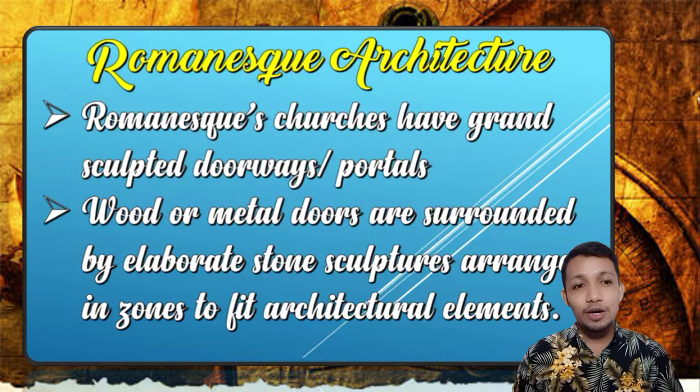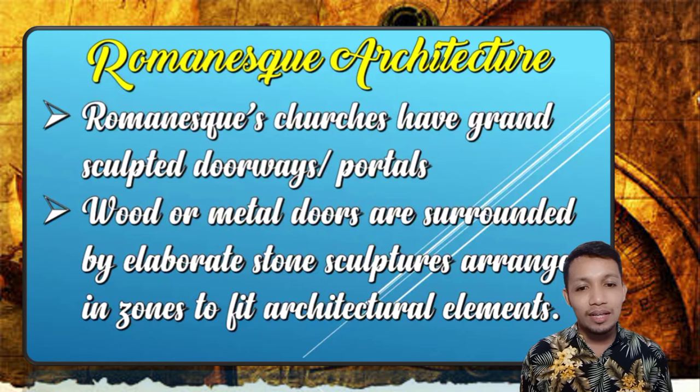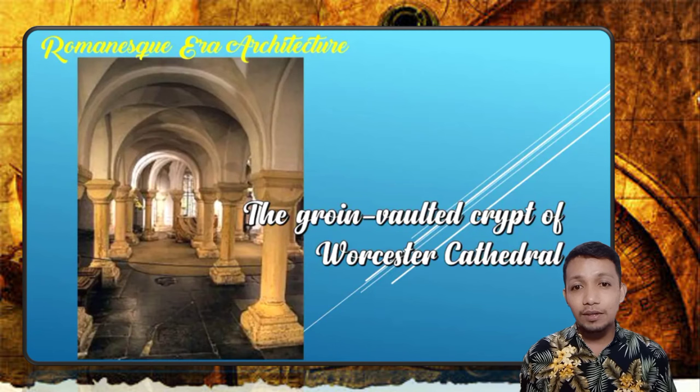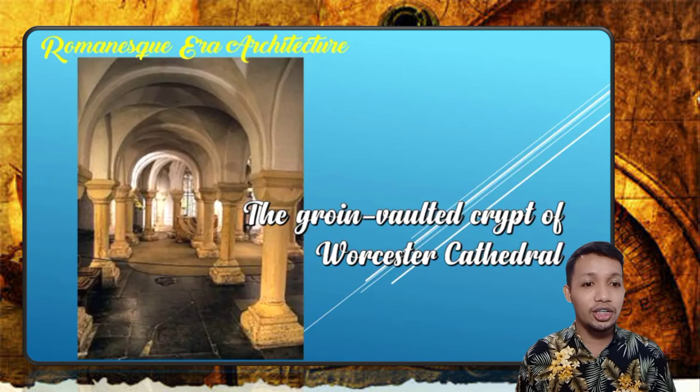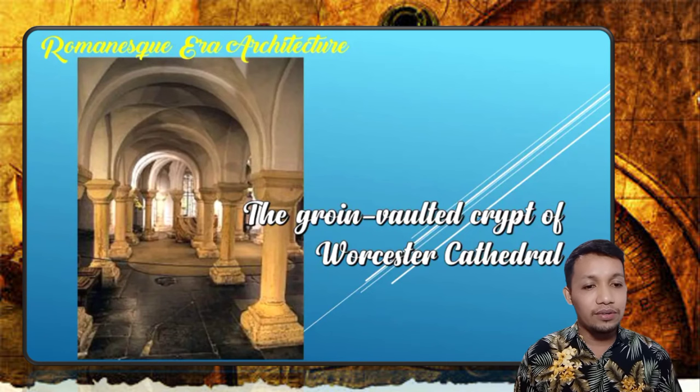And now let's proceed to Romanesque architecture. Romanesque churches have grand sculpted doorways or portals. Wood or metal doors are surrounded by elaborate stone sculptures arranged in zones to fit architectural elements. And here is an example of Romanesque era architecture, the groin vaulted crypt of Worcester Cathedral.